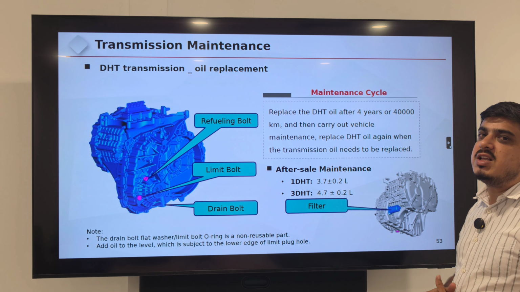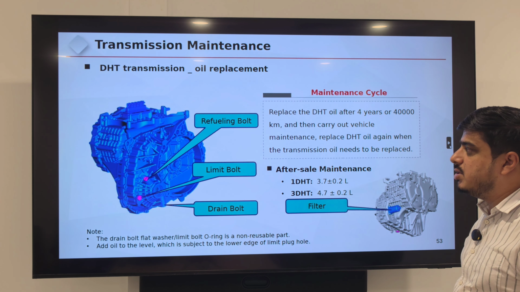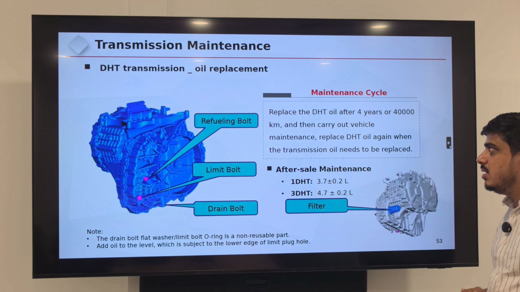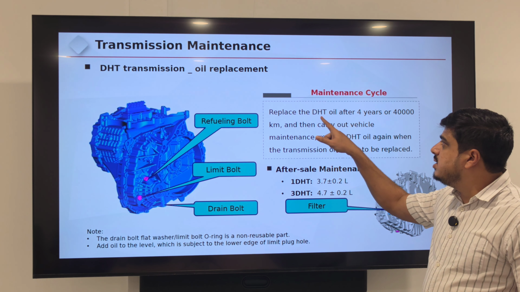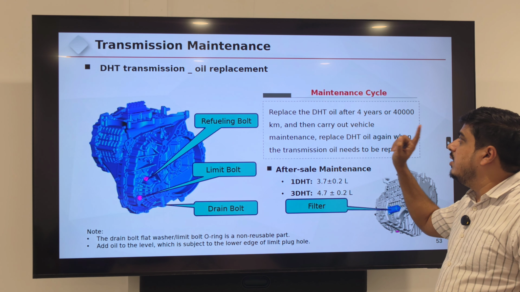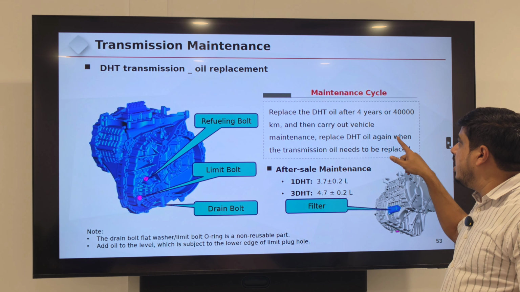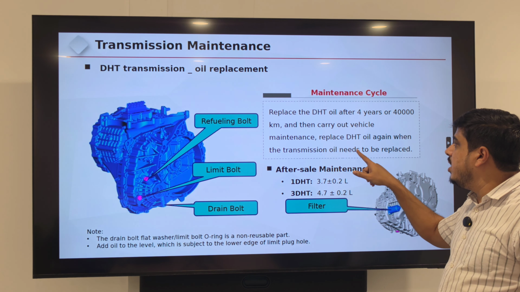Now the hybrid transmission maintenance. Oil replacement: what is the procedure for replacing the hybrid transmission oil? Replace the DST oil after 4 years or 40,000 kilometers. Then carry out vehicle maintenance, and replace the DST oil again when the transmission oil needs to be replaced.